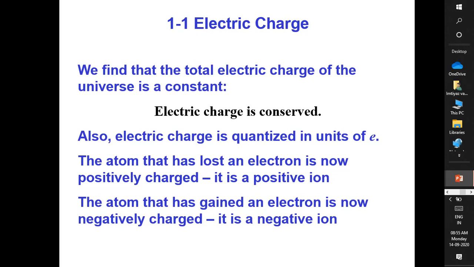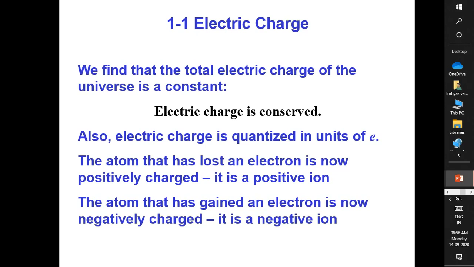Also, electric charge is quantized in units of the electron. An atom that has lost electrons is now positively charged, so it is a positive ion, and an atom that has gained an electron is now negatively charged, so it is a negative ion. So this is the basic phenomenon.